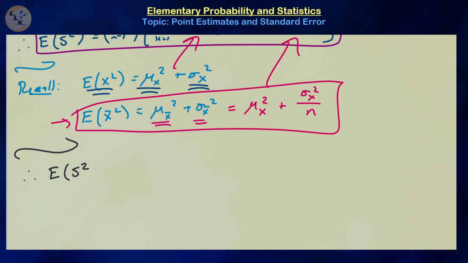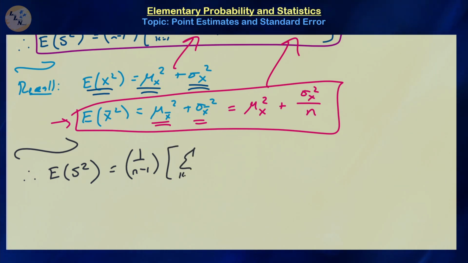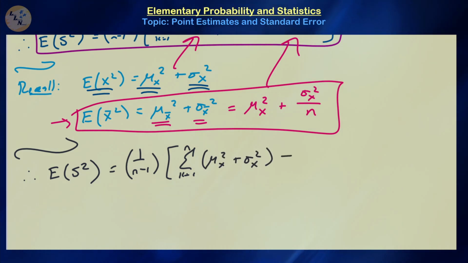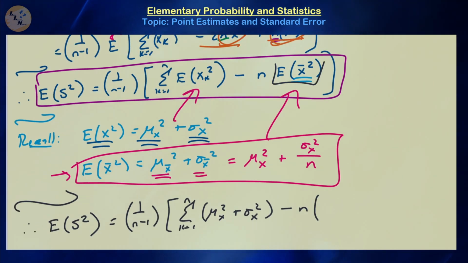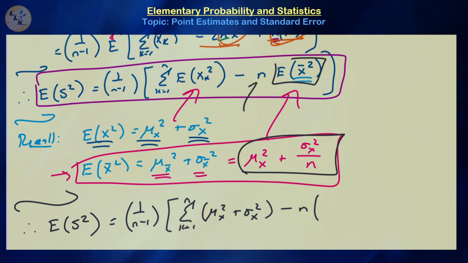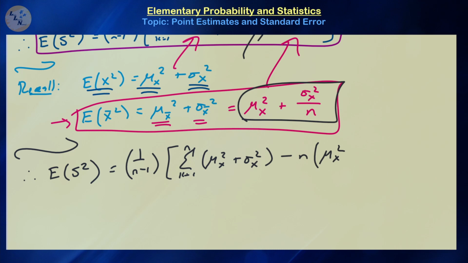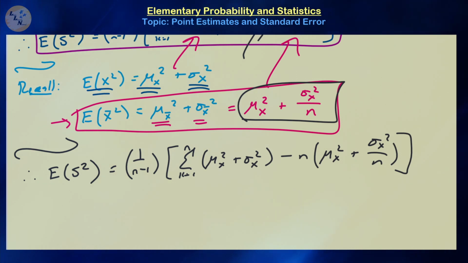So the expected value of the sample variance is going to be equal to 1 over n minus 1 times the sum from k equals 1 to capital N of mu x squared plus sigma x squared minus n times, so we're just replacing x bar squared with this particular expression. The n is still chilling in front, so don't forget it. So then we're going to have mu x squared plus sigma x squared all over n.